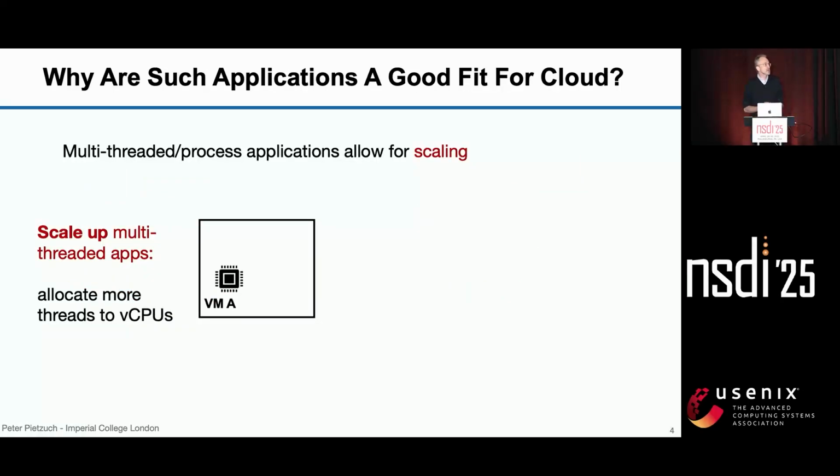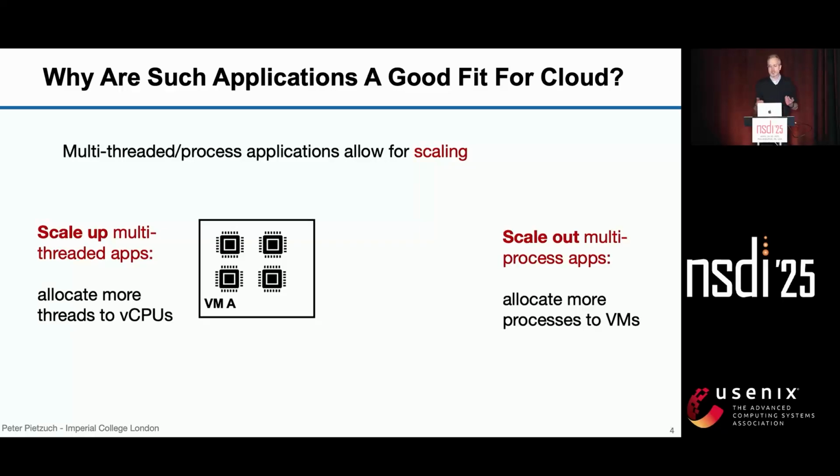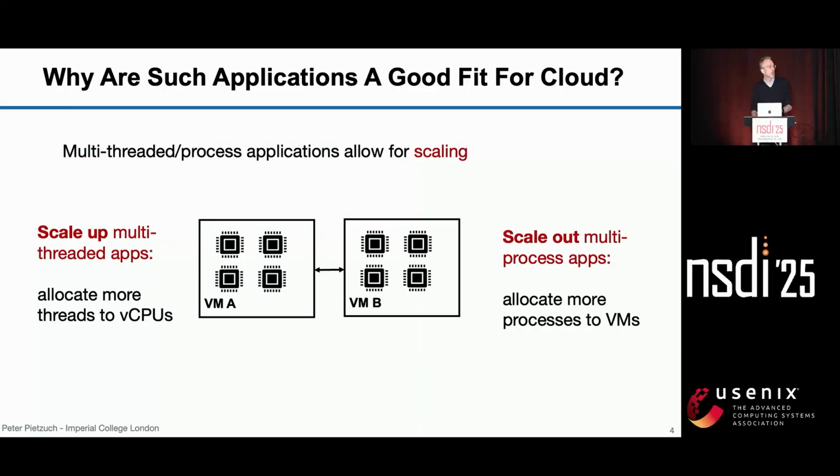So why are those types of applications a good fit for cloud? Well, they are a good fit because fundamentally they enable scaling. For a multi-threaded application, we can scale up by allocating a larger number of vCPUs to the threads of that application and thus increase parallelism. And similarly, for a multi-process application, we can scale out, allocating more processes running on further VMs and again increasing parallelism.